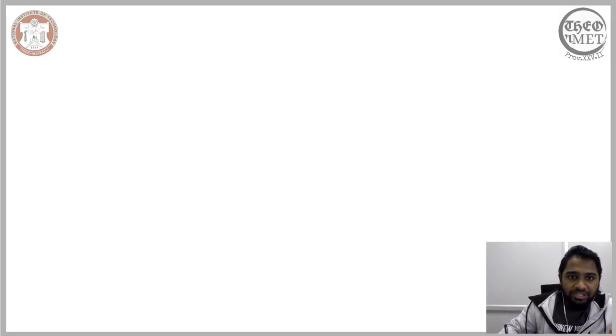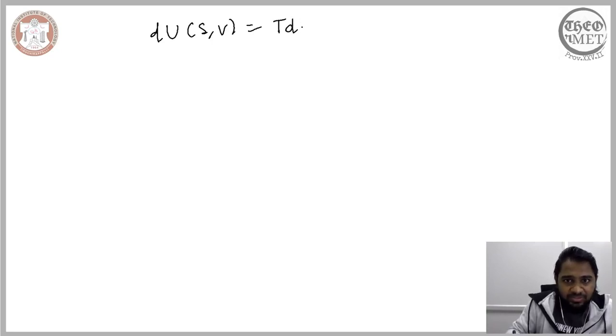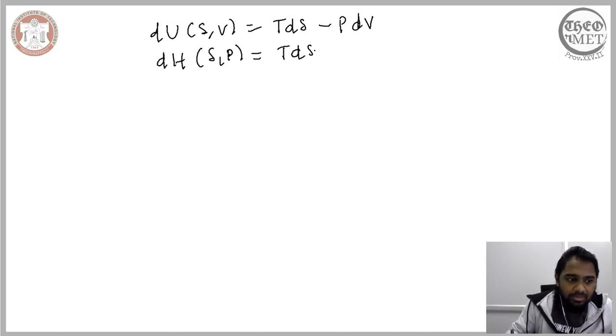So we begin with the internal energy. The change in the internal energy depends on entropy and volume, and it can be expressed as TdS minus a constant pressure and change in volume. The next thermodynamic function is the change in the enthalpy, which is dependent on the entropy and pressure, where the change in the entropy remains the same and the pressure changes, and is expressed in this way. Now we have the Helmholtz free energy, which is dependent on temperature and volume, and it is expressed in this manner.